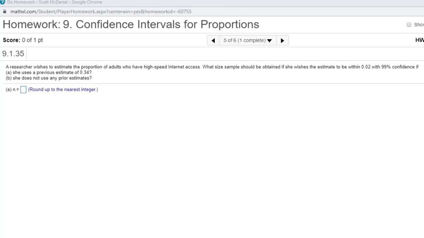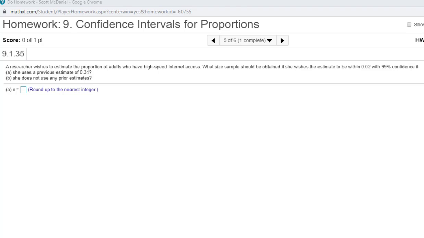A researcher wishes to estimate the proportion of adults who have high-speed internet access. What size sample should be obtained if she wishes the estimate to be within 0.02 with 99% confidence if, and there are two parts, part A, she uses a previous estimate of 0.34, or B, she doesn't use any prior estimate.